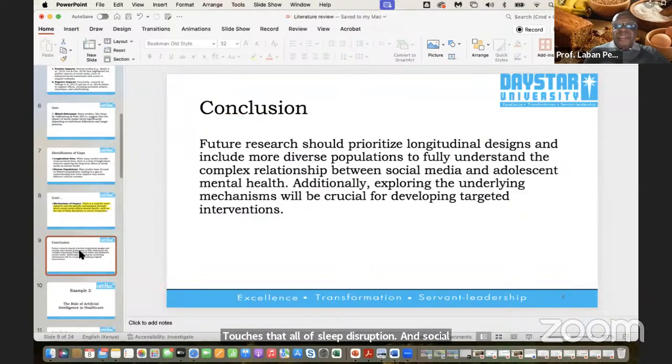So, conclusion, future research should prioritize longitudinal designs and include more diverse populations to fully understand the complex relationship between social media and adolescent mental health. Additionally, exploring the underlying mechanisms will be crucial for developing targeted interventions.